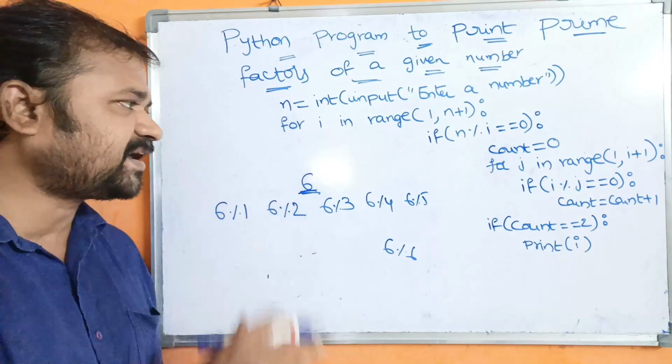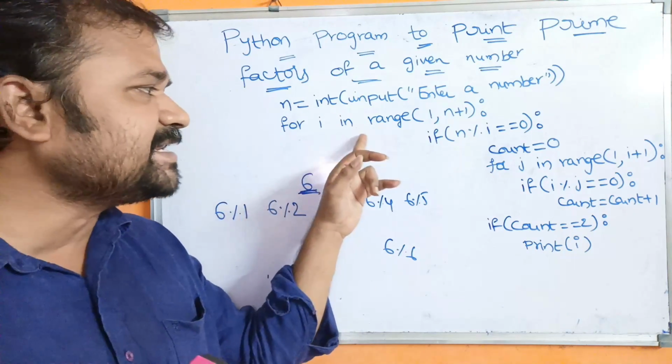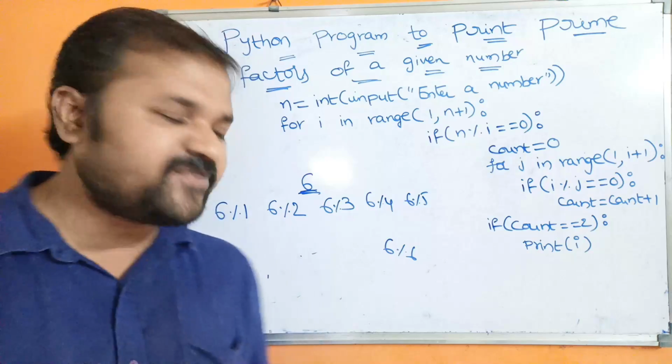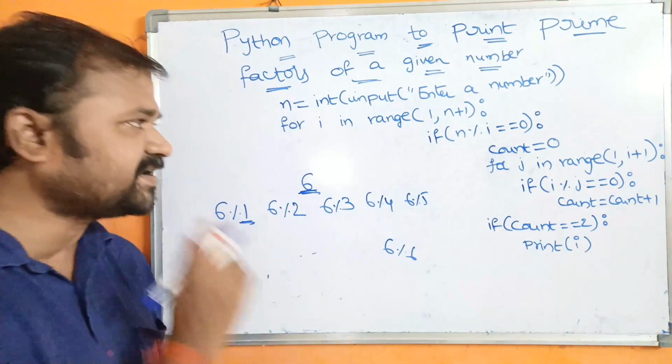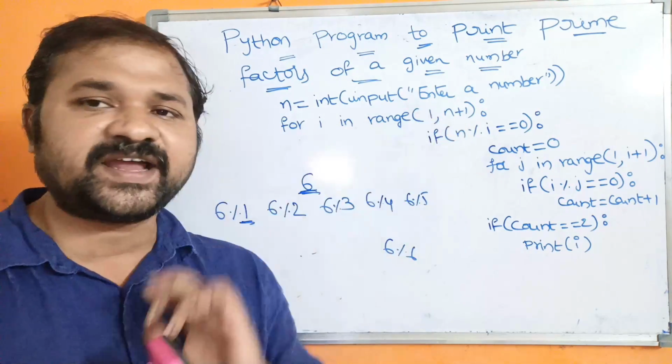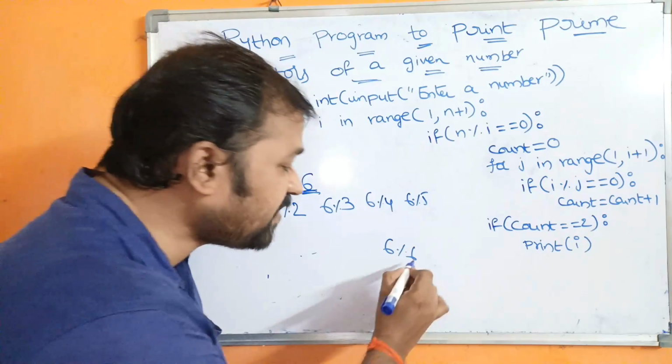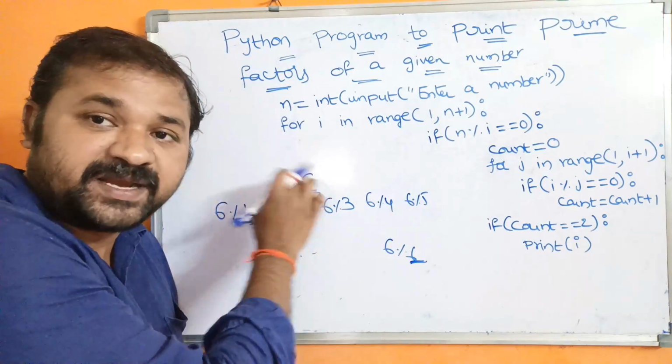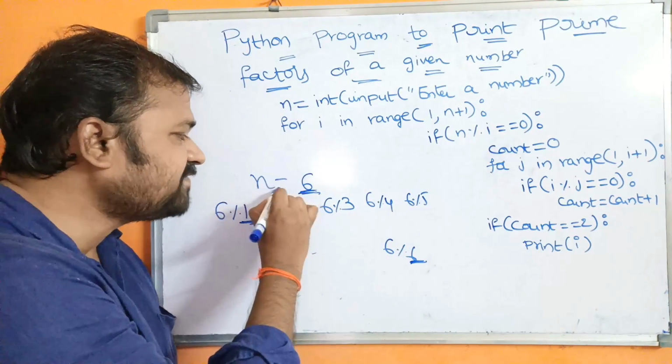So let us see the for loop. For i in range of, what is the minimum factor? The minimum factor is 1, so that's why here we have written 1. Next, what is the maximum factor? That number is the maximum factor. Here the n value is 6.